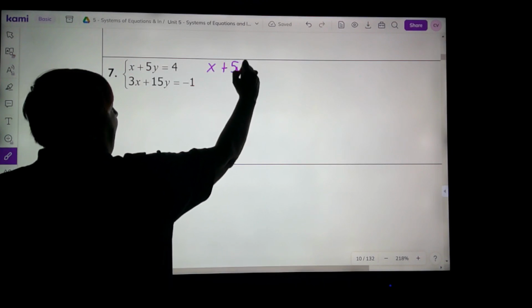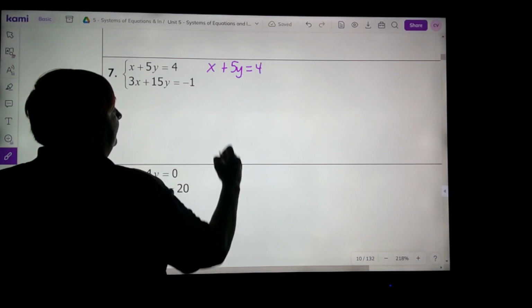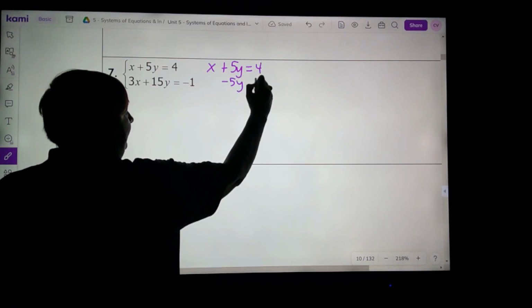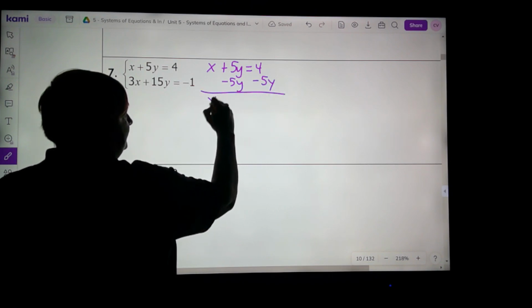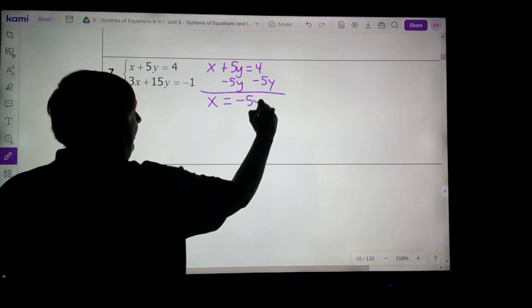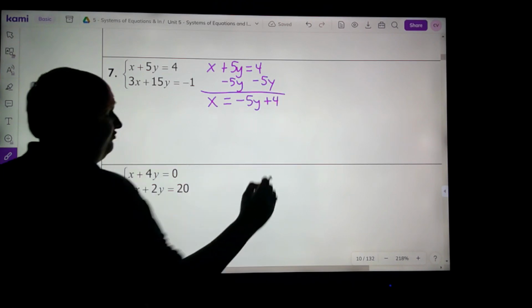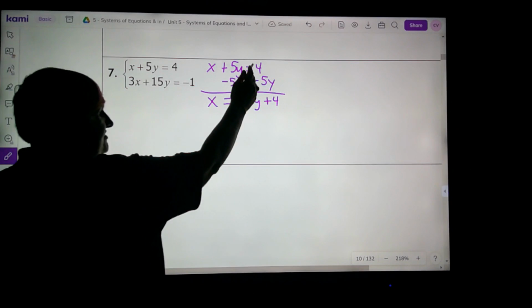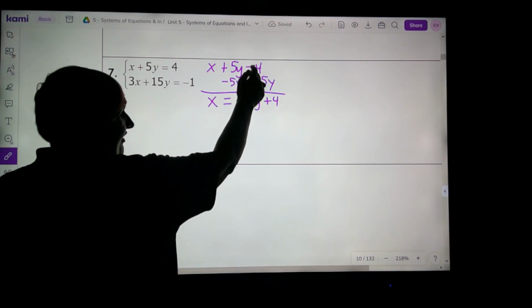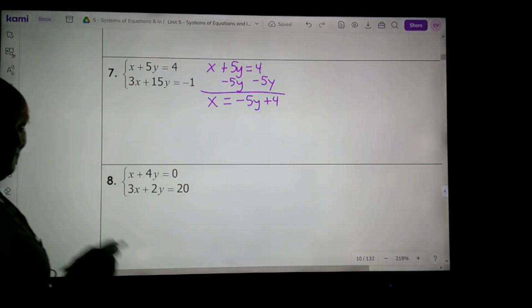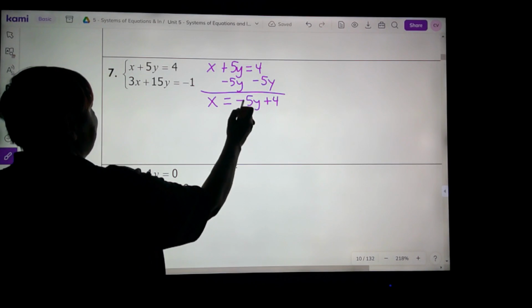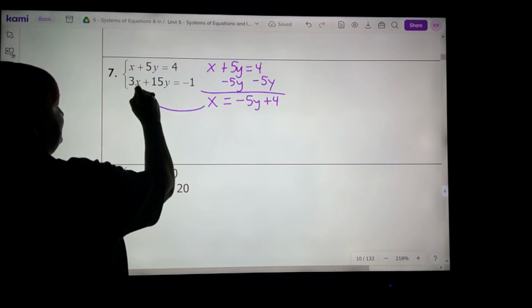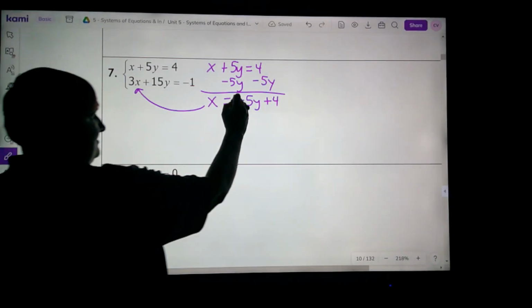Plus 5y equals 4. I'm going to get rid of this 5y. Solve for the variable that has no coefficients. X equals negative 5y plus 4. Don't forget the positive or negative sign. If it's negative, it's negative 4. If it has no sign, it's a positive 4. You have to have an operator there. Right? Now that we know what x is, I'm going to replace this with this.